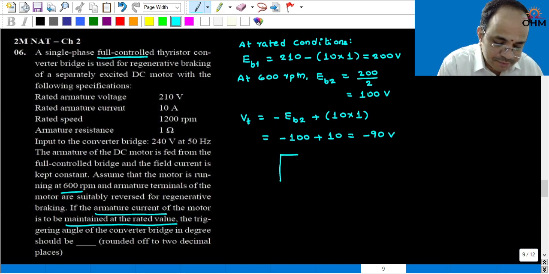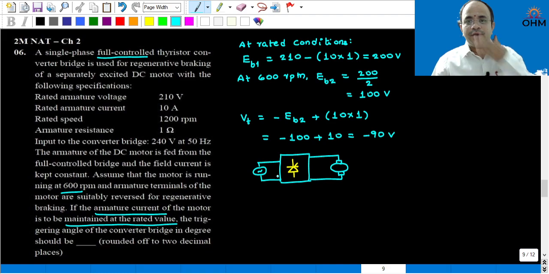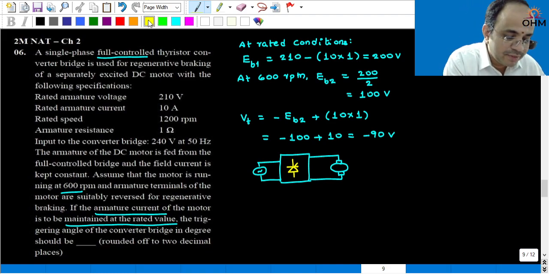If you simply look into the high level system diagram, it will be something like this. Therefore, what do you mean by this one? Here a single phase full converter bridge is there. So this full converter bridge is supplying a DC motor.